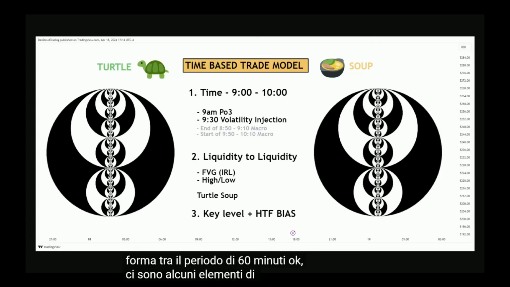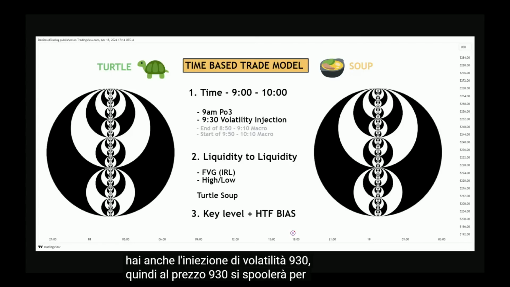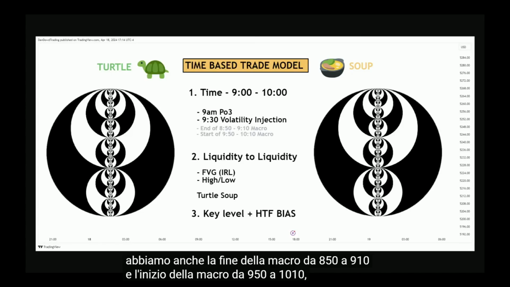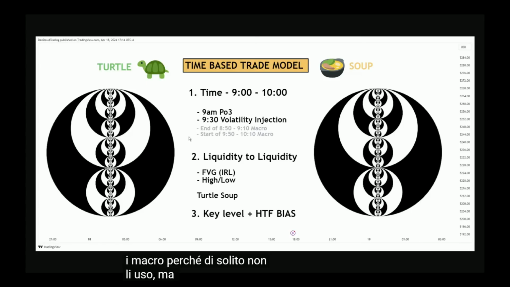Okay, there's a few elements of time that I will consider. We have the 9 a.m. power of 3, which is marking out the 9 o'clock open. Okay, looking for accumulation, then manipulation above or below, depending on what your bias is. Okay, you also have the 9:30 volatility injection. So at 9:30, price will spool for liquidity typically. Okay, and then we also do have the end of the 8:50 to 9:10 macro and the start of the 9:50 to 10:10 macro. This is not as significant to me, the macros, because I don't typically use them, but sometimes during those time periods, you will get price running for liquidity or running for inefficiency.